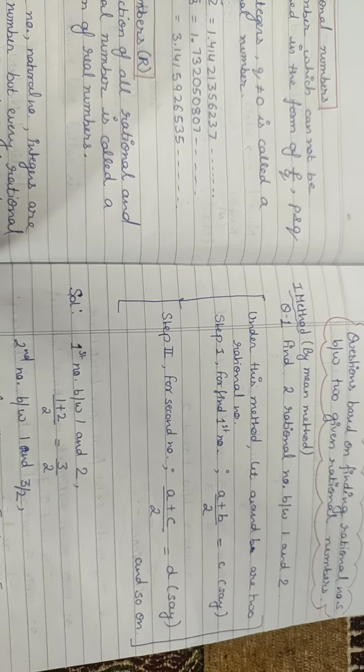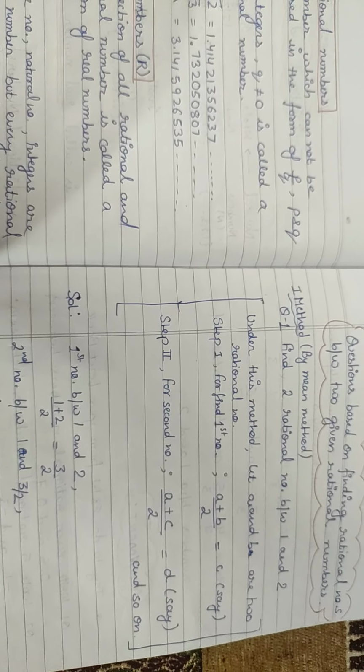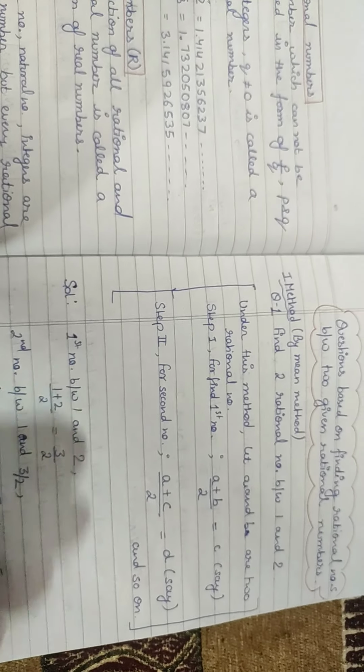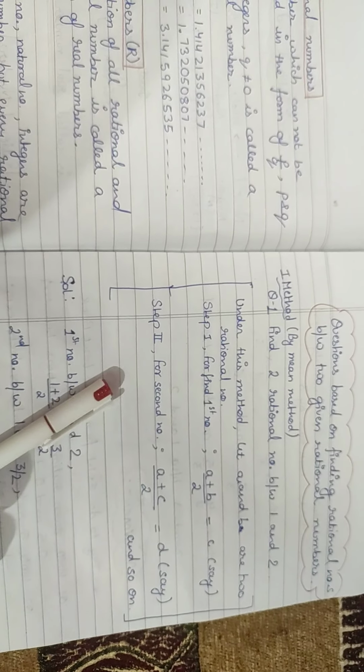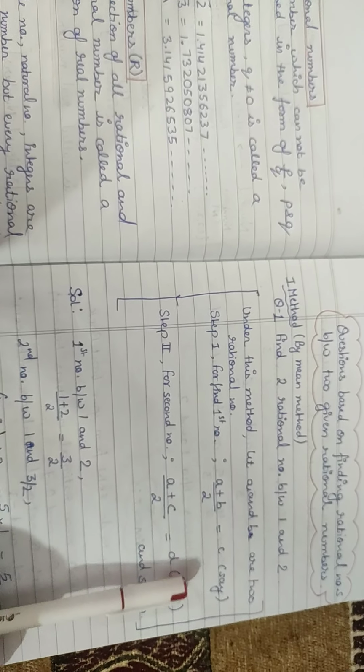We'll add the numbers and divide by 2. So yes, here is a very first step to find the mean. Suppose A and B are two rational numbers, then how to find the very first rational number? (A plus B) by 2, suppose it is equal to C.